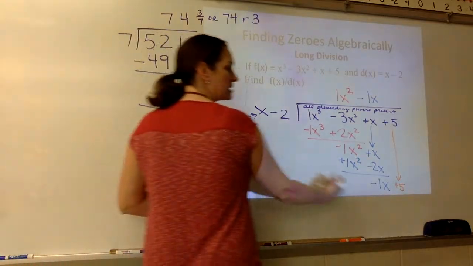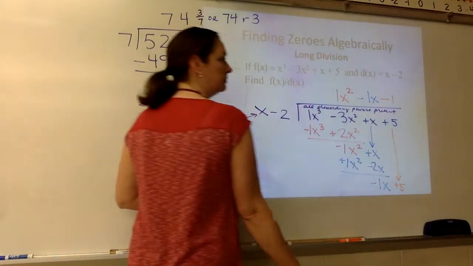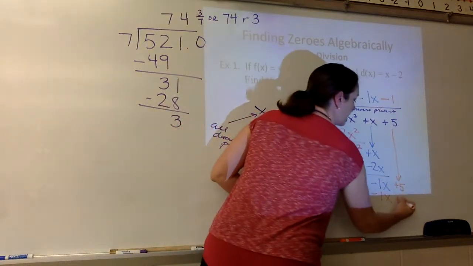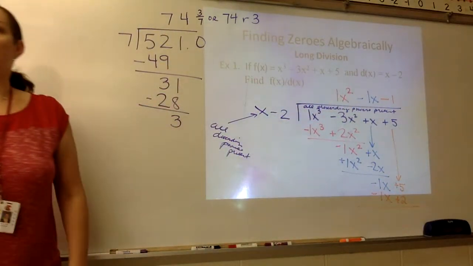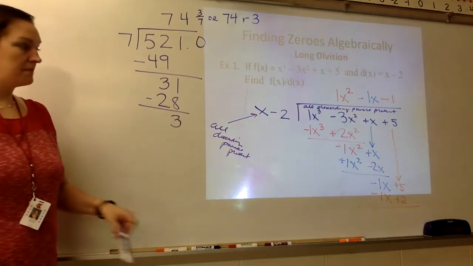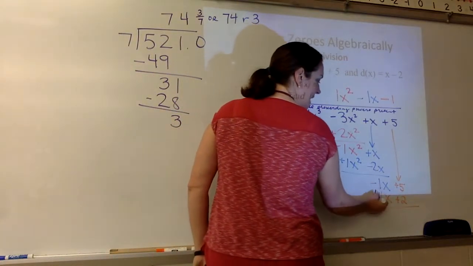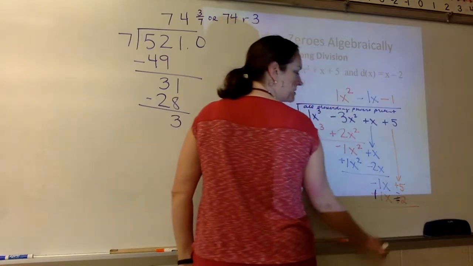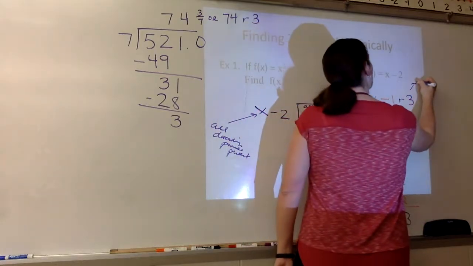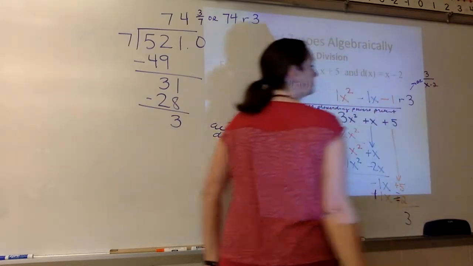What do I need to multiply x by to get negative 1? Negative 1. Okay? Then over here I've got negative 1x. Multiply, I get plus 2. What's my remainder? Is it 7 or 3? Switch this sign to a plus, switch this to a minus, gives me a 3. Okay? Remainder of 3. Or this could be written as 3 over x minus 2.